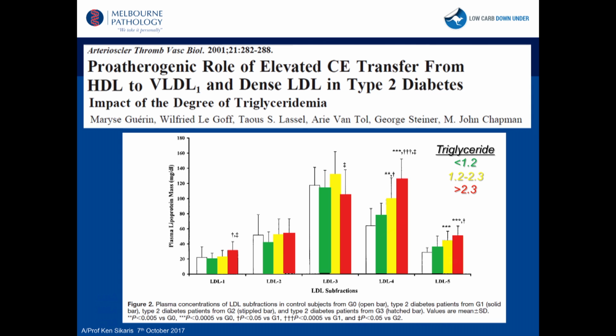So here's another graph of the levels of small dense LDL correlating with the triglyceride level. A lot of doctors think triglycerides of 2 or 3 are okay. They're terrible. It should be under 1.5 or ideally under 1.